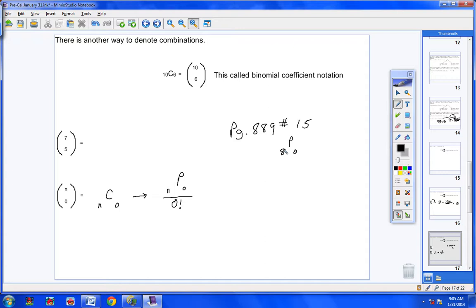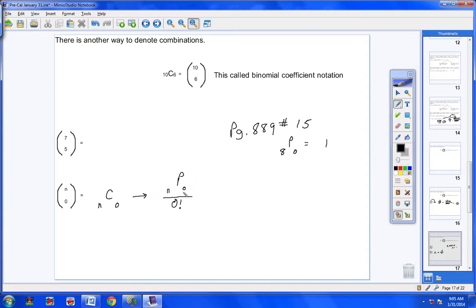Okay? And what that was saying is you have 8 objects, taking them 0 at a time. So it's the same thing as having no blanks at all. And that does equal 1 because there is one permutation, and that's the entire thing itself.